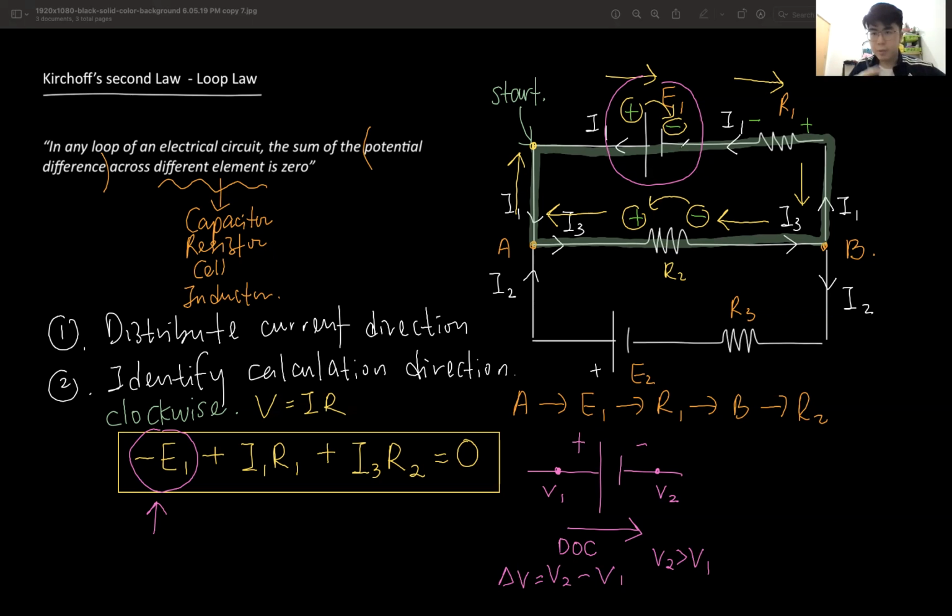Okay? Now, if I see the second component, you see R1. Like that. Okay? Label the current also. The current is flowing to the left, I1.